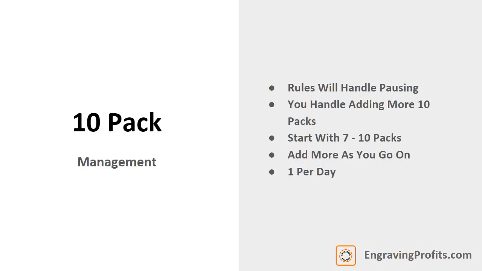So basically for the 10 pack with management, your rules are going to handle the pausing. You handle adding more 10 packs, okay? You start with 7 to 10, add more as you go on, and it's basically like one per day, okay?